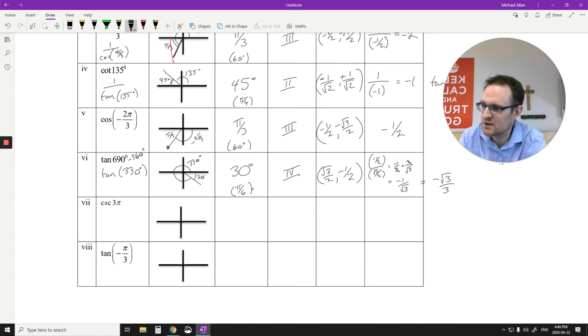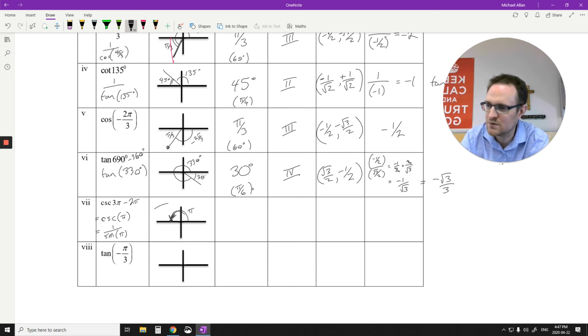3 pi is more than 2 pi, so this is beyond this full circle. So what I'm going to do is subtract 2 pi from that. So this will be the same as cosecant pi, which is 90 degrees. Remember, cosecant is the same as 1 over sine. You can just find all that on your formula sheet. So this is going to be pi. So pi is 180 degrees. So right there is where my terminal arm is. So that's going to be pi.